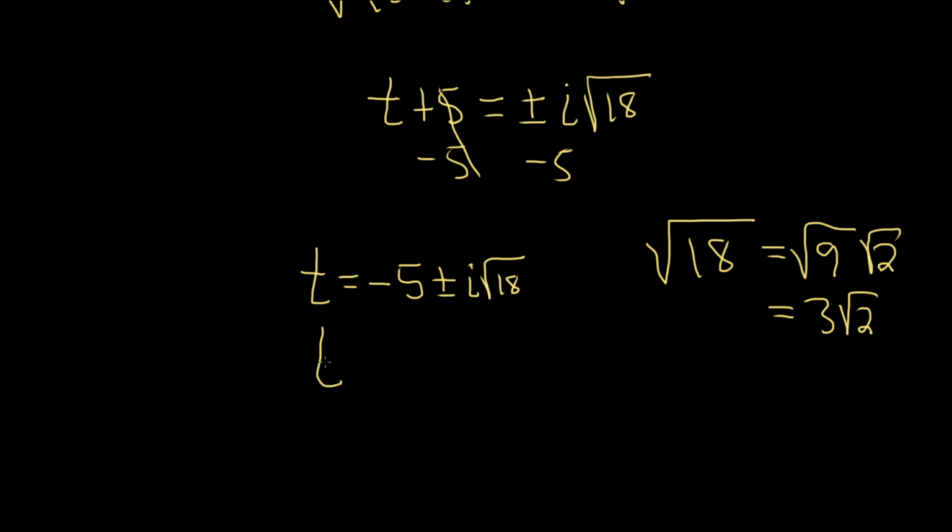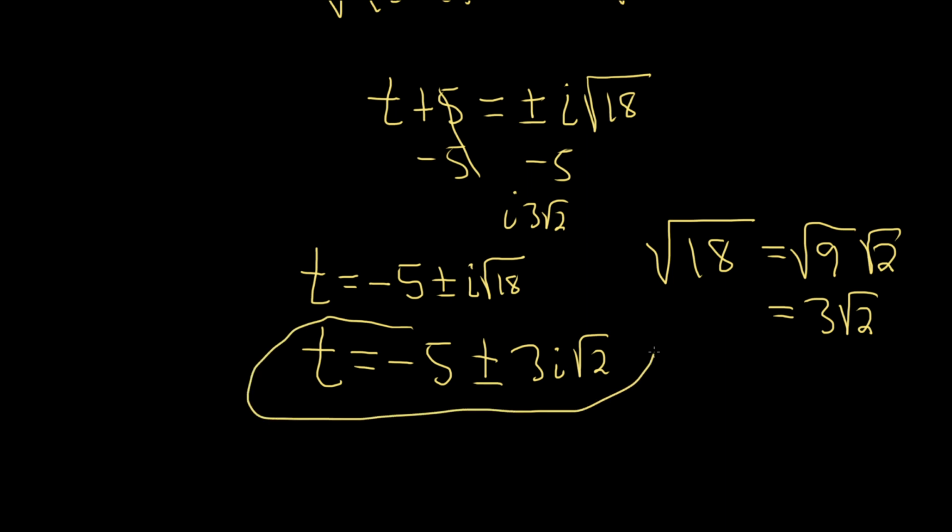So let's go ahead and rewrite our final answer as t equals negative 5 plus or minus 3i square root of 2. I just put the 3 in front. Instead of writing it like i 3 root 2, I put the i after the 3. It looks more human.